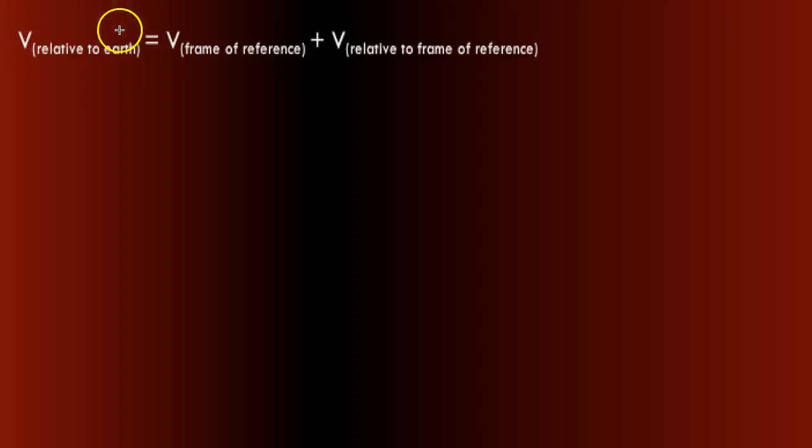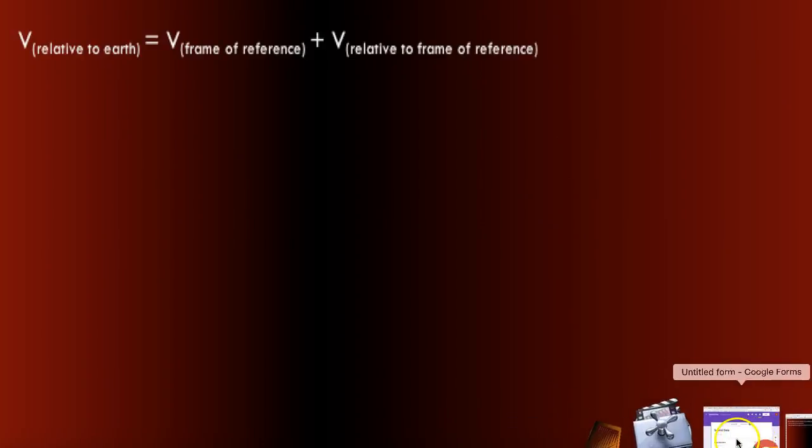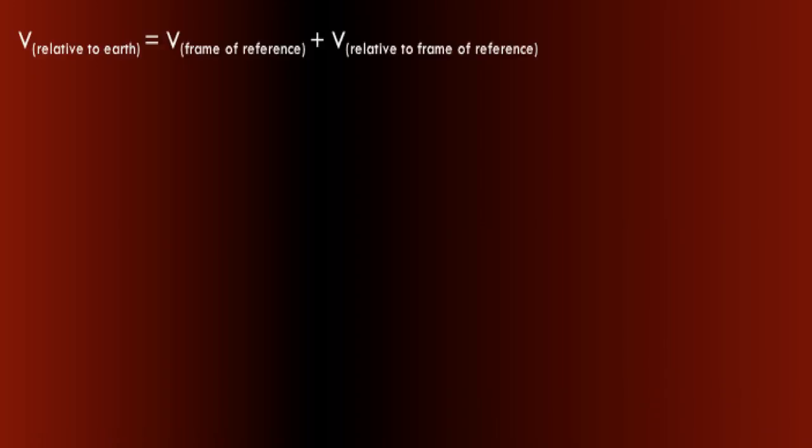So the velocity of an object relative to the earth is equal to the velocity of the frame of reference plus the velocity relative to the frame of reference. So this just seems like a bunch of gibberish, so let's give it a try. Okay? So the example we're going to use is this. Okay? We're going to do a couple examples, but the first one is this.